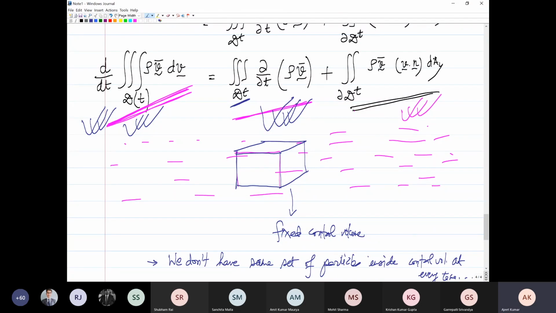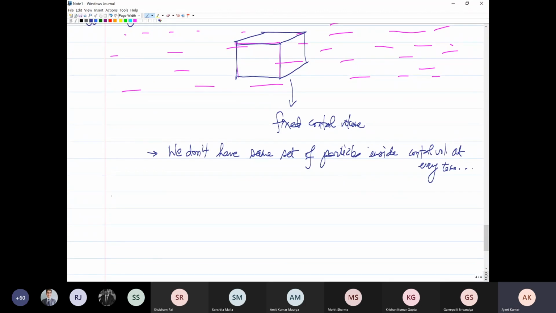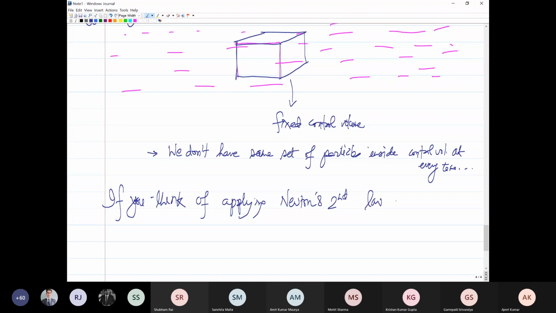Okay, so when you apply Newton's second law to this control volume, don't make this mistake. If you think of applying Newton's second law to a control volume, see what you'll get.